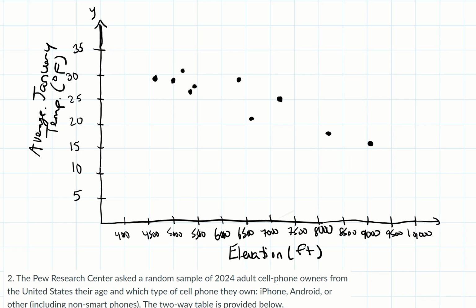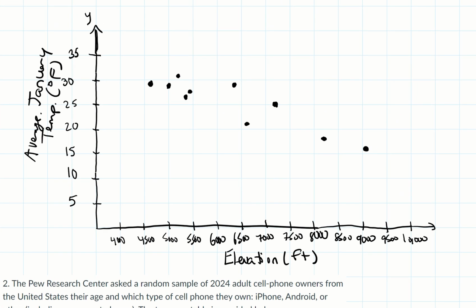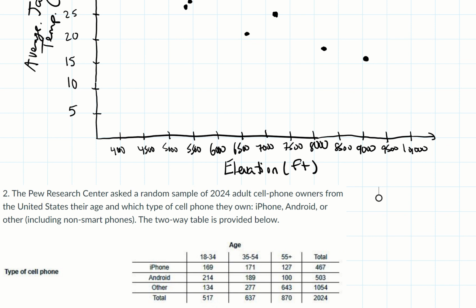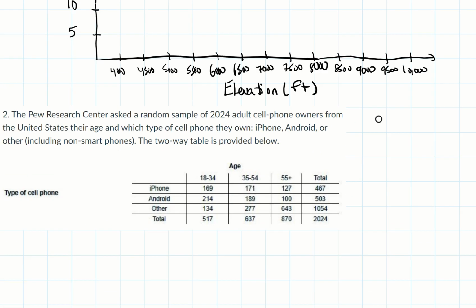Okay, so this is my scatter plot. As we can see, there does seem to be some kind of negative relationship between elevation and the average temperature. And it seems to be a pretty decent relationship. There are no obvious outliers by looking at that. So it seems to be a pretty decent relationship between elevation and the temperature. Okay, so that's our scatter plot.